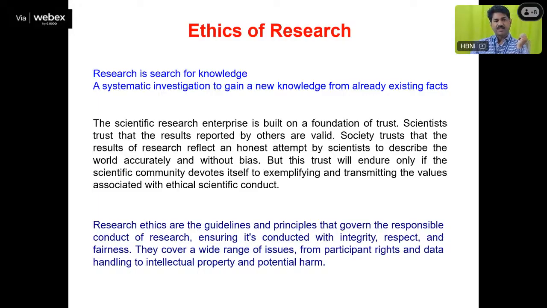So that's why ethics is of so much importance. But this trust will endure only if the scientific community devotes itself to exemplifying and transmitting the values associated with ethical scientific conduct. So research ethics, what are these? These are guidelines and principles that govern the responsible conduct of research, ensuring it's conducted with integrity, respect, fairness.